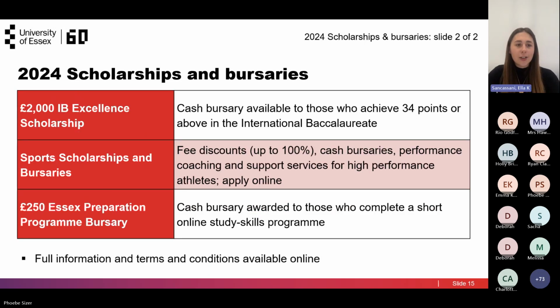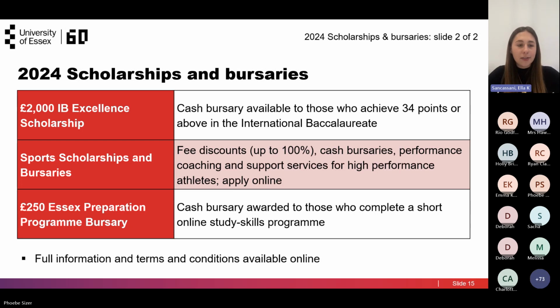We then have our £2,000 International Baccalaureate Excellence Scholarship, which is a cash bursary available to those who achieve 34 points or above in the International Baccalaureate. We then have lots of sports scholarships and bursaries, which are different ways of doing this. There might be fee discounts up to 100%. It might be cash bursaries, it might be performance coaching and support services for high performance athletes. And there is an application needed for this one.